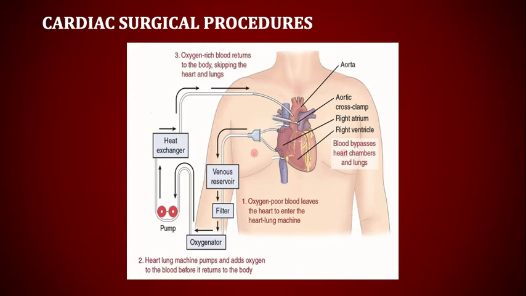So let's take a look at coronary bypass procedures. Here's a diagram that depicts how the blood is diverted, or I should say rerouted, during the procedure. If you look at number one, it starts with the oxygen-poor blood leaving the heart to enter the heart-lung machine. And then the heart-lung machine pumps and adds oxygen to the blood before it returns it to the body. But when it gets up to number three, the oxygen-rich blood returns to the body, skipping the heart-lung machine. So that's the route on how it bypasses the chambers and the lungs during the procedure.